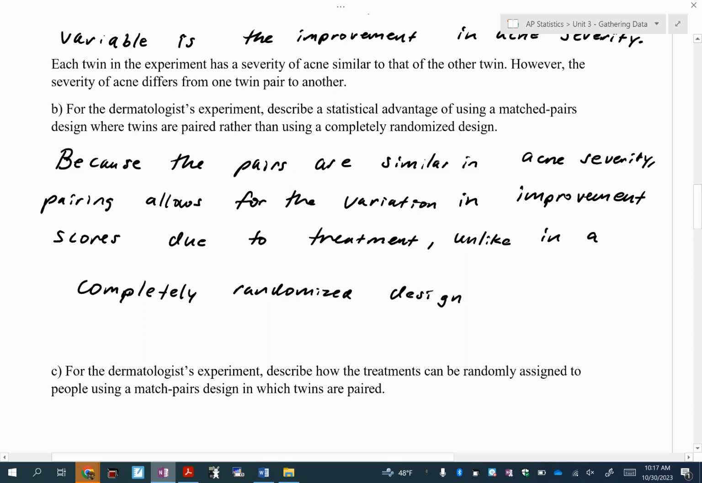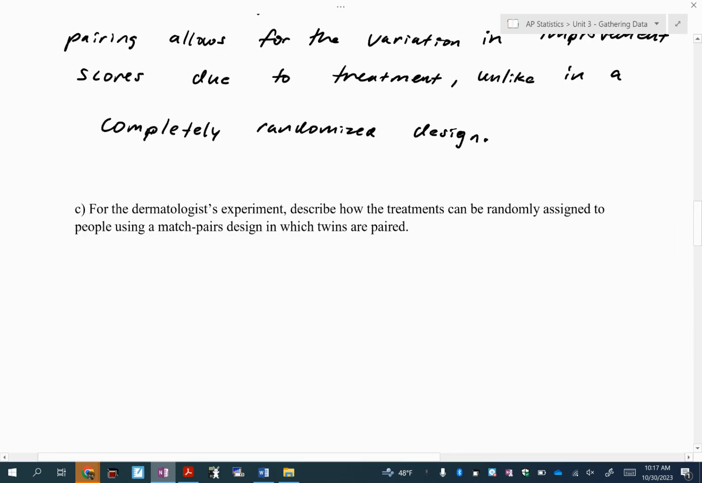right? Because if we just do a completely randomized design, we're going to be comparing essentially 36 people that took the placebo, 36 people that took the new drug, and there could be identical twins in one group or the other. Could be twins in the same group. So ultimately, we're not going to be able to say that our difference is based on just the treatment when there are other factors that go into the idea of having acne. All right, let's do C.